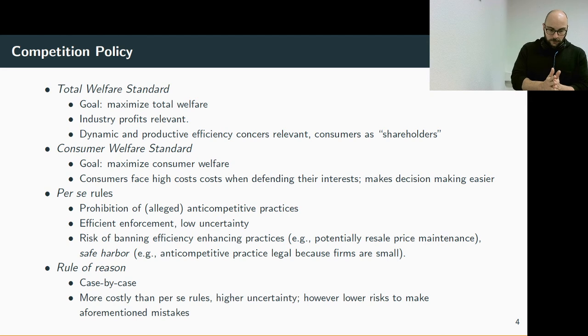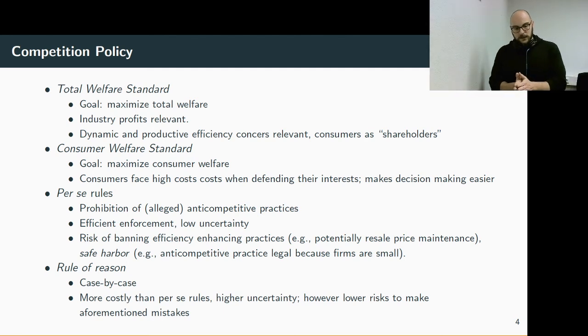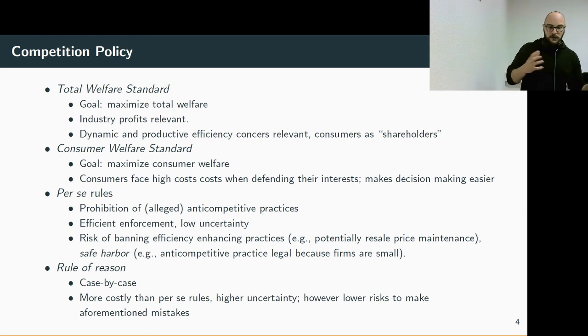The rule of reason basically does not have these advantages, right? Because it's a higher uncertainty and it's of course more costly than a per se rule. If you were to investigate not only every merger, but also every cartel infringement, that would be even more costly, right? So that's a pro of per se and a con of a rule of reason approach, right?